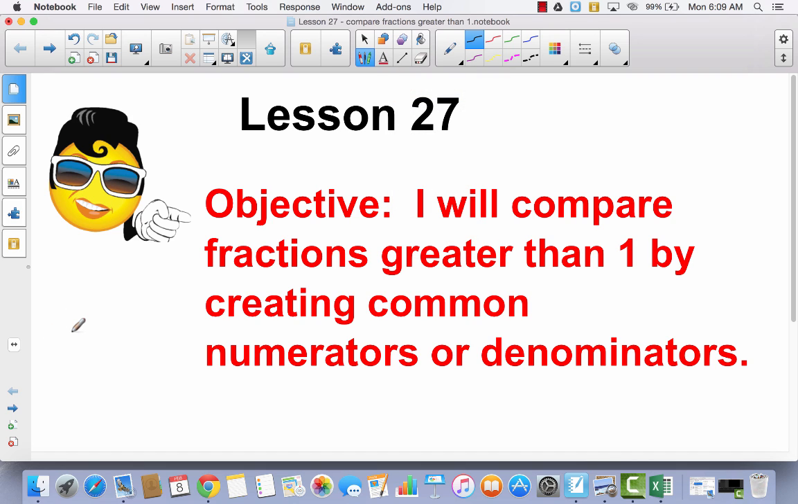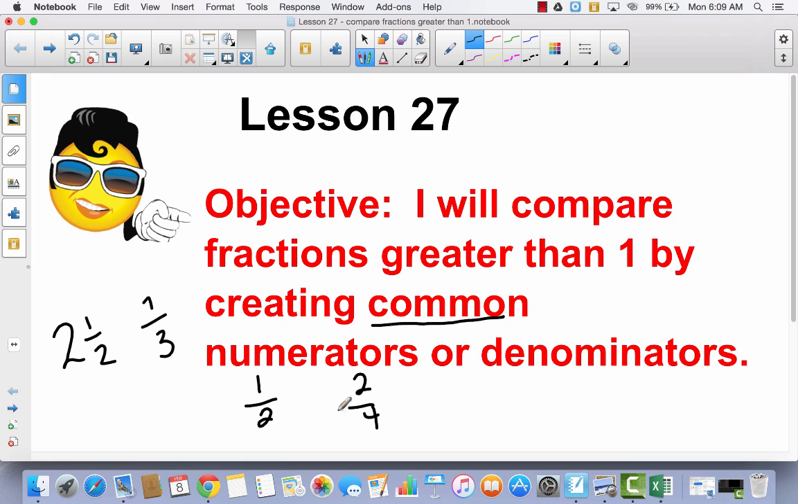Remember, when I say fractions greater than 1, I'm referring to mixed numbers, like 2 1/2. I'm also referring to improper fractions like 7/3, where the numerator is greater than the denominator. Today we're going to compare these fractions, but instead of using benchmark fractions and a number line, we're going to be creating common numerators or denominators. We have used this strategy before, but we've never used it with mixed numbers and improper fractions. We've used it with just regular fractions.